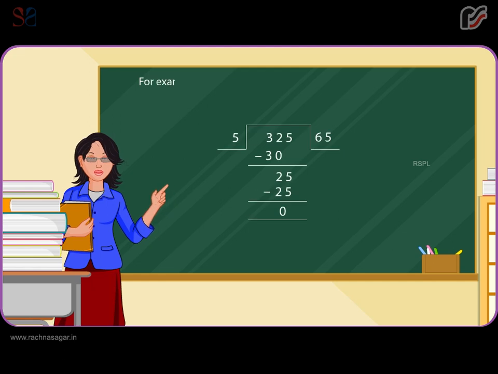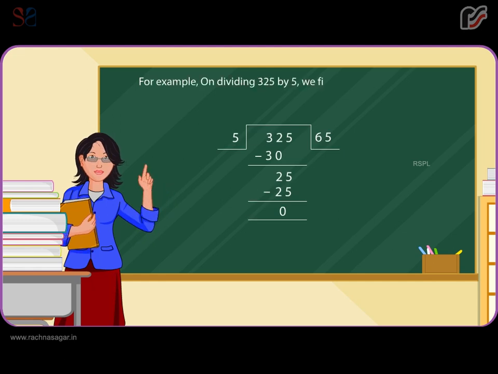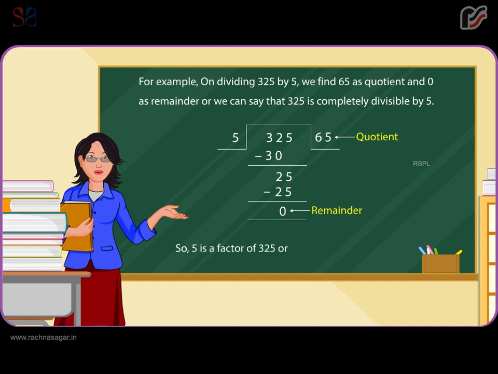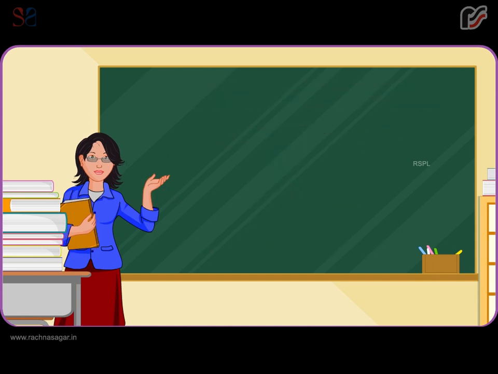For example, on dividing 325 by 5, we find 65 as quotient and 0 as remainder. Or we can say that 325 is completely divisible by 5. So, 5 is a factor of 325, or 325 is a multiple of 5.